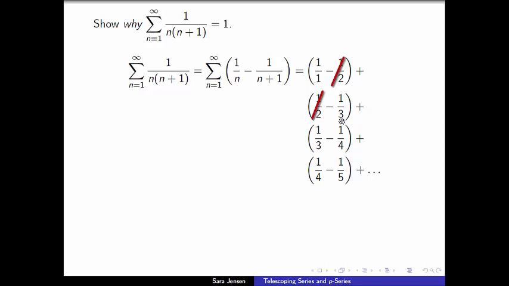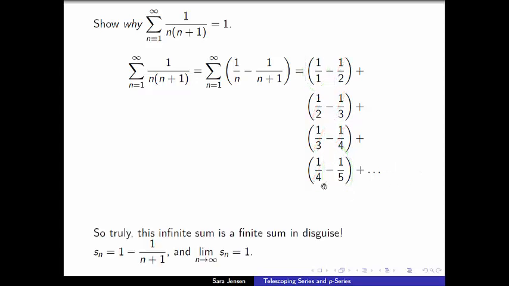Similarly, I subtract a 1/3 in the second term, only to add it back as the first addend in my third term. So this negative 1/3 and this 1/3 cancel. And we continue in this way, where the only things that do not cancel when we stop at a particular partial sum are the first term and the last term.